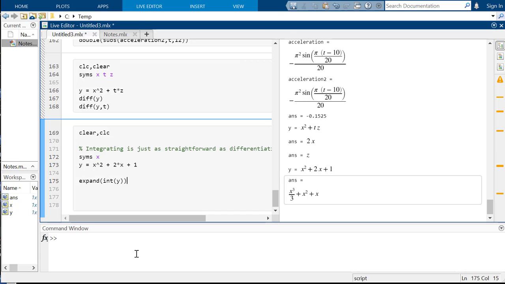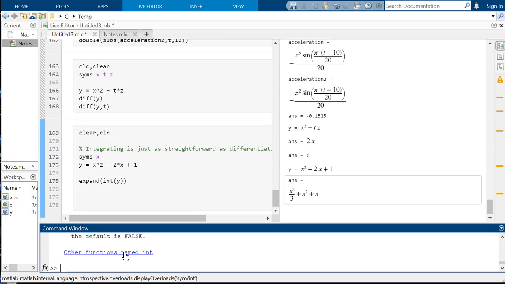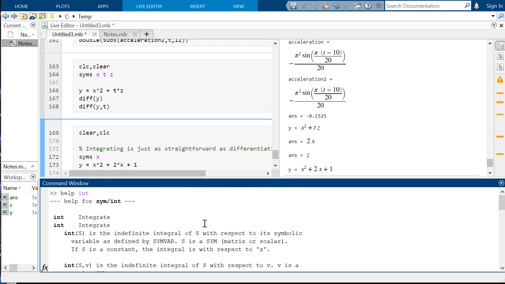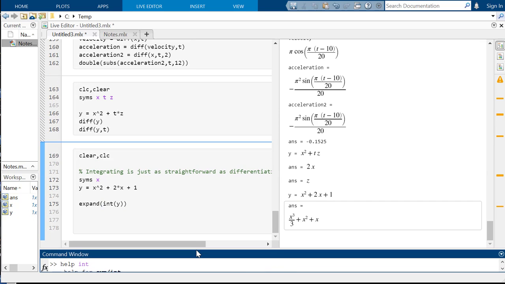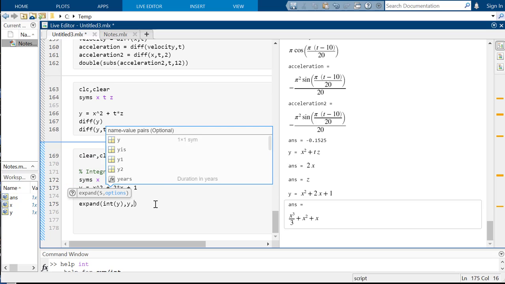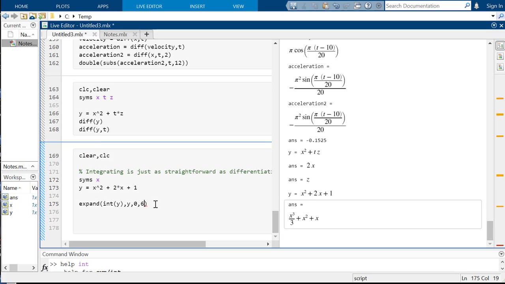I wonder what it automatically assumes. Let's go help int. Integrate. It does an indefinite integral, but it just skips the plus c part, I guess, is really what it's saying. But you can integrate on y from 0 to 6.